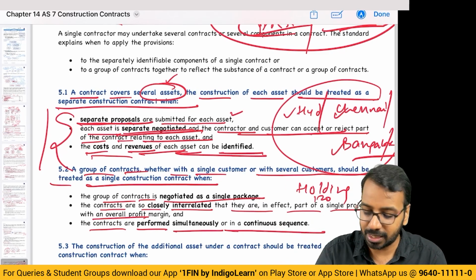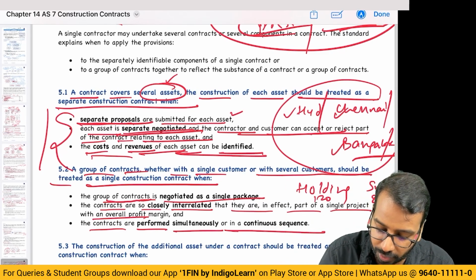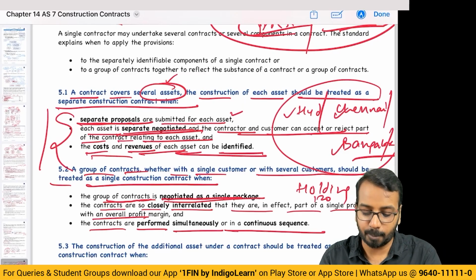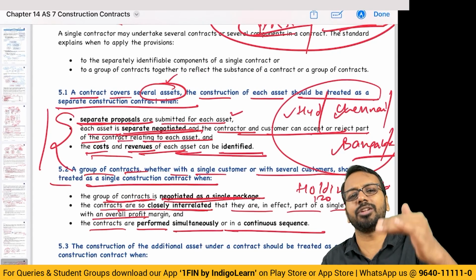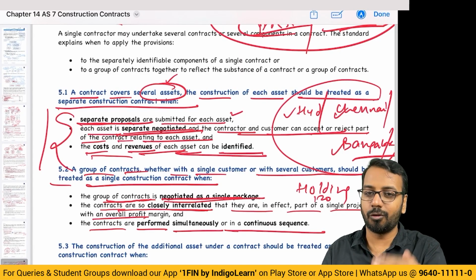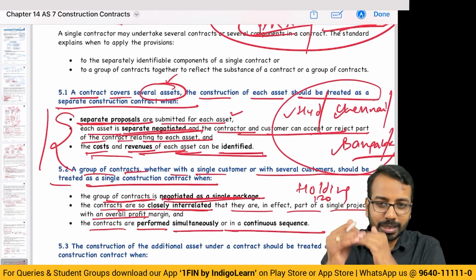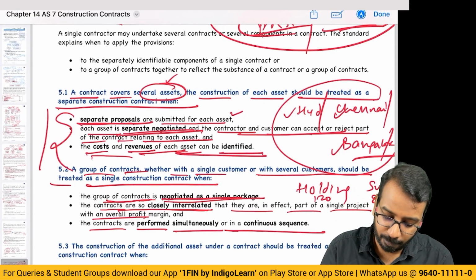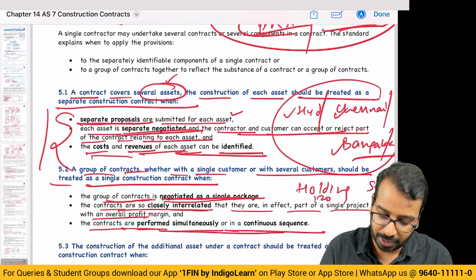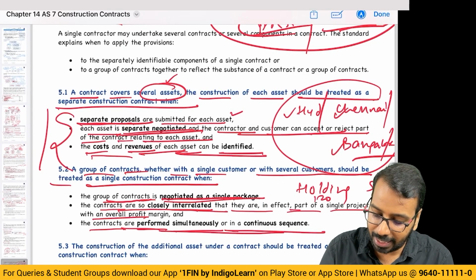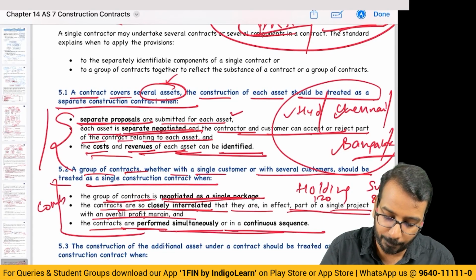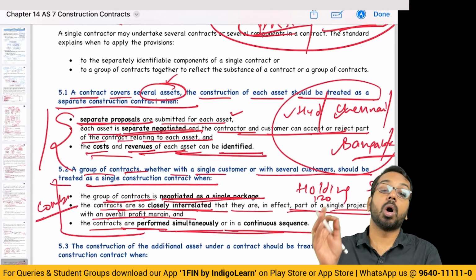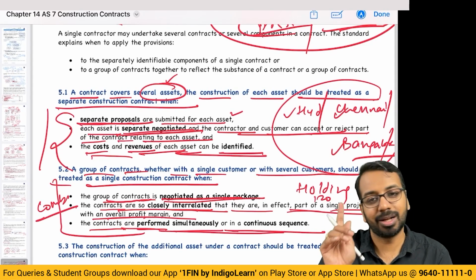What the standard says is, because you have a group of contracts which is negotiated as a package and they are closely interrelated, basically that's a continuation. Unless I complete the ground floor, I will not be able to complete the first floor. So it is a continuation of the contract, they are performed simultaneously, they are interrelated and part of a single project with a single margin. So they say you combine or treat it as a single contract.